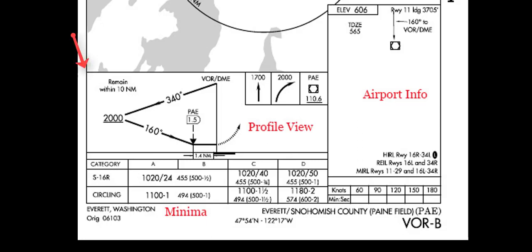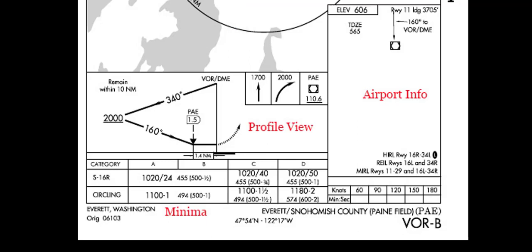The profile view shows the headings and altitudes that need to be flown. It also has the details of the missed approach, which traditionally is a dotted line. In this case, fly the runway heading to 1,700 feet, then turn right to hold on the VOR at 2,000 feet.